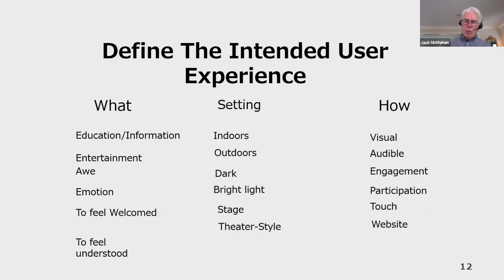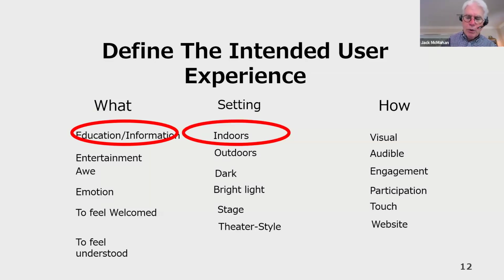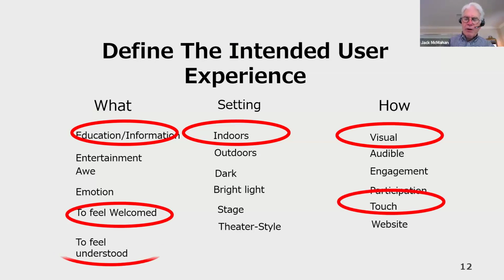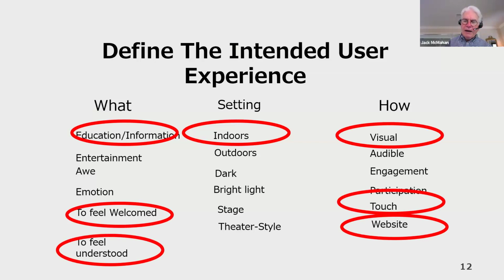And then what setting are we doing this in? How is that going to impact the performance? And lastly, how are we going to do it? So in this particular case, it was pretty easy to say that this was primarily an educational, informational exhibit. It was going to take place indoors, and it was primarily going to be visual. But there are all types of other elements that anybody would want to be involved with, to feel welcomed, for example, and also to feel understood.